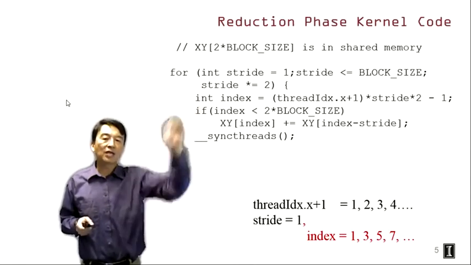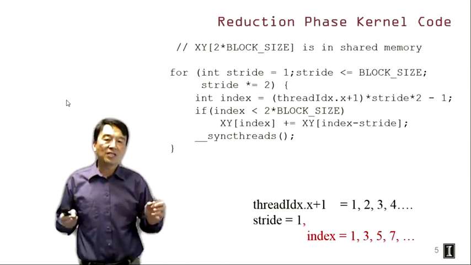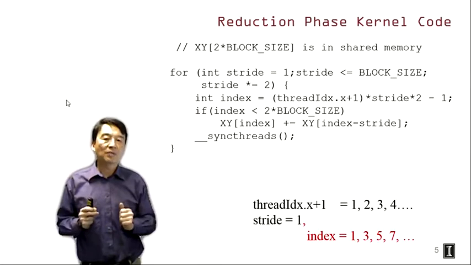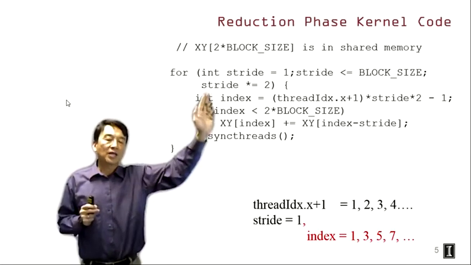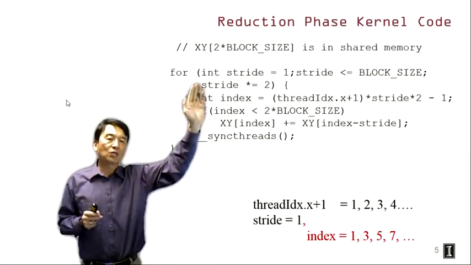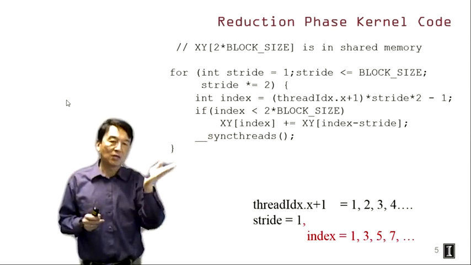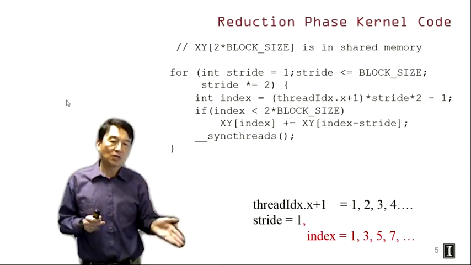So it's really half the number of elements in that section. We will allocate a shared memory array, XY, of size 2 times block size that will hold all the elements. And then we will go into this iteration, where we traverse the reduction tree from leaf to root.